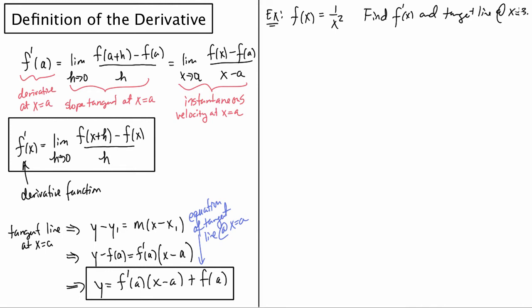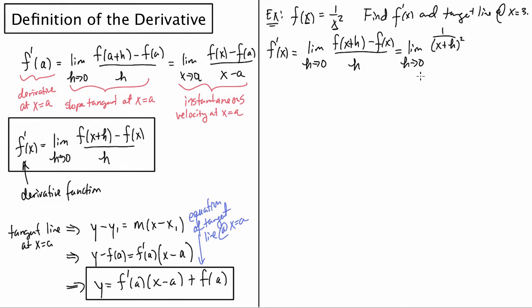Well, let's start by finding the derivative. The derivative as a function is the limit as h goes to 0 of f of x plus h minus f of x over h. Okay, so let's start filling this in. f of x plus h is x replaced with x plus h. So the function is 1 over x squared, so it's 1 over x plus h squared, minus f of x is 1 over x squared. All of that divided by h.